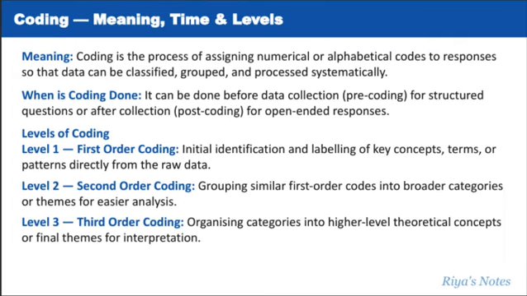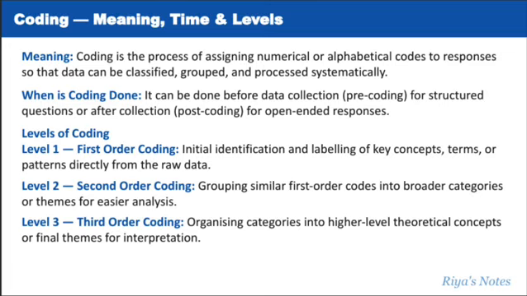Coding, meaning, time and levels. Meaning: coding is the process of assigning numerical or alphabetical codes to responses so that data can be classified, grouped, and processed systematically. When is coding done? It can be done before data collection, pre-coding, for structured questions, or after collection, post-coding, for open-ended responses.